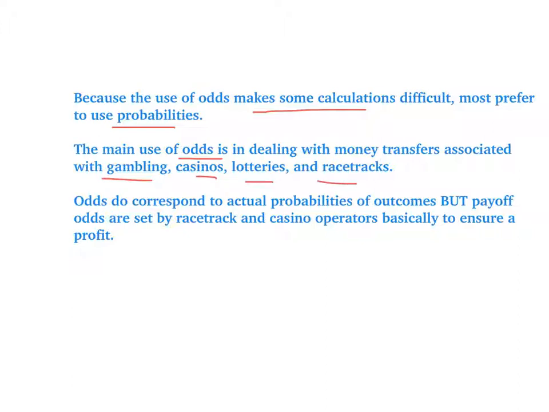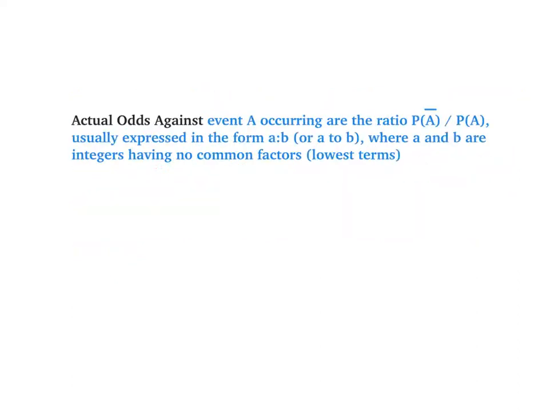racetracks. Odds do correspond to actual probabilities, but payoff odds, which is what you see a lot of times in casinos and also on racetracks, are set by the operators of the racetracks and casinos, basically so they can make sure that they make a profit even if they pay out money. So there's a payoff odd and there's the real odds. And that's what we're going to look at real quick.